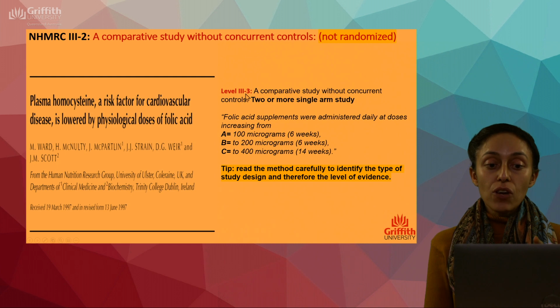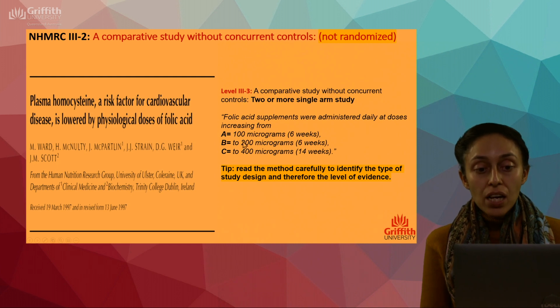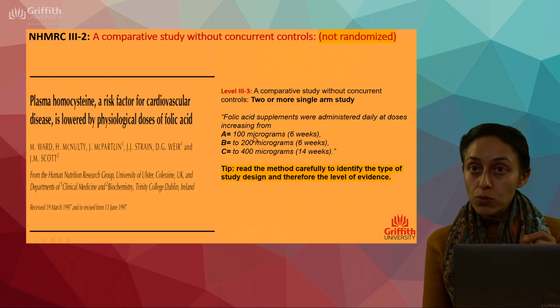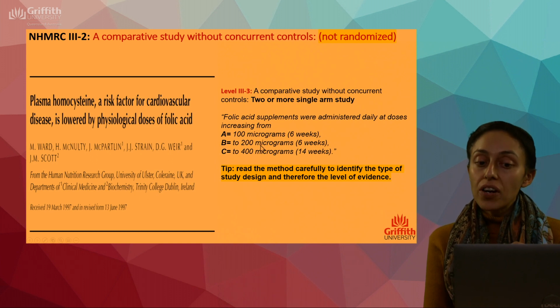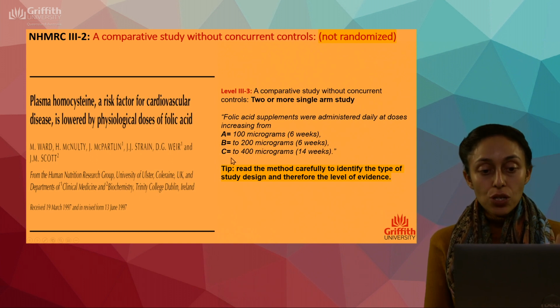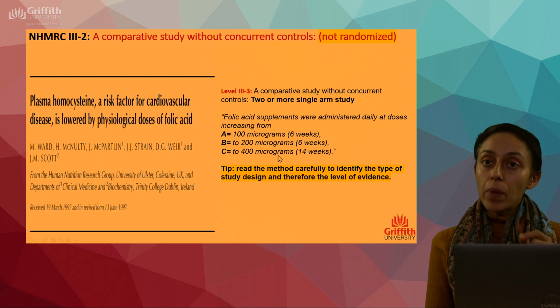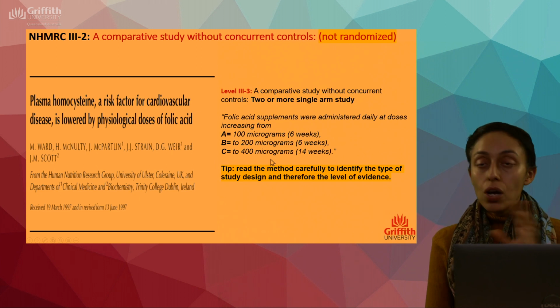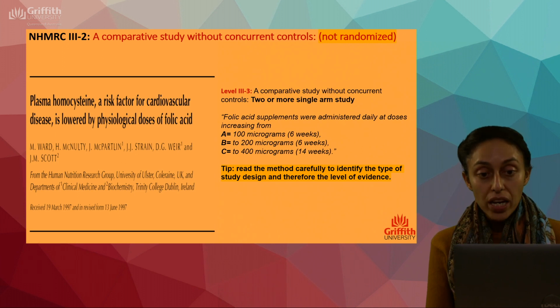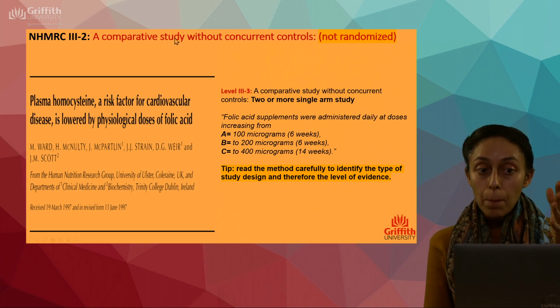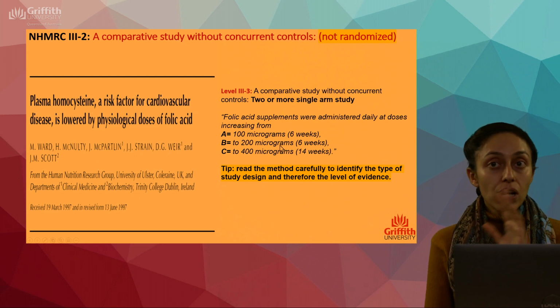So yes, this is level of evidence 3.3, which means if you see in this study, guys, there are three groups. Group A is taking 100 micrograms of folic acid supplementation. Group B is taking 200 micrograms of folic acid supplementation. Group C is taking 400 micrograms of folic acid supplementation. No control group. They just have three singular study arms. So now this is called a comparative study group. Yes, you have comparative groups, but you do not have a control group.